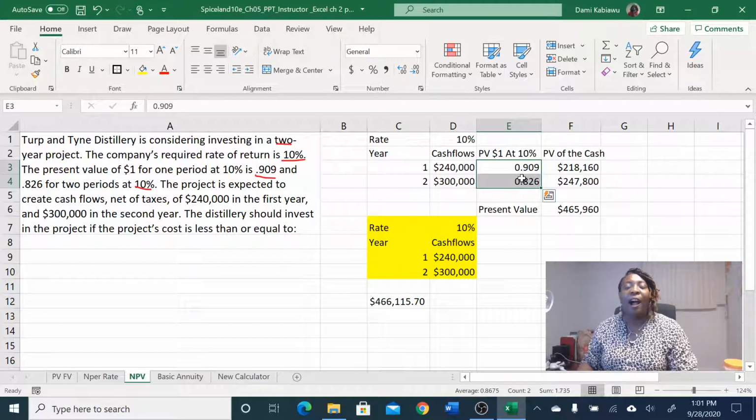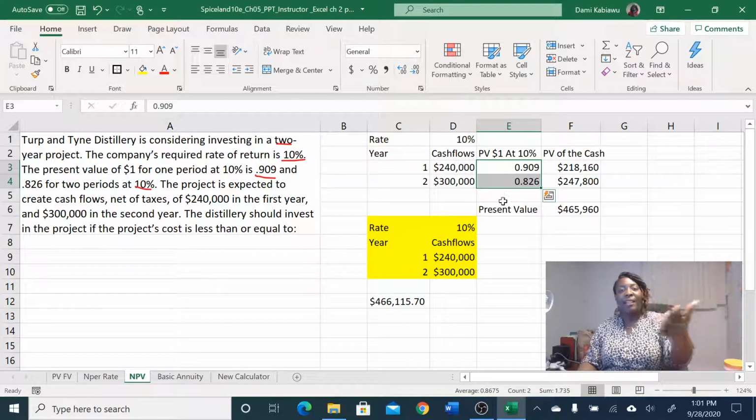These values here are rounded up. They have more decimal places than are shown on screen.